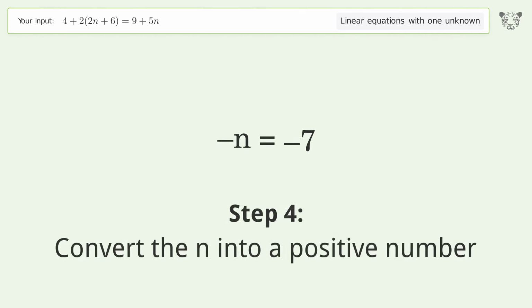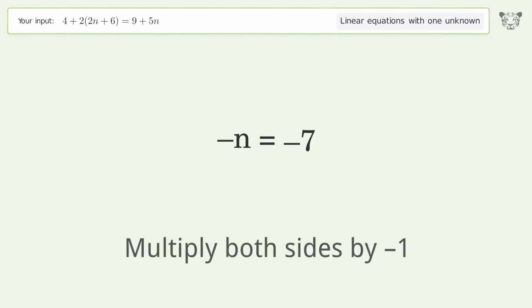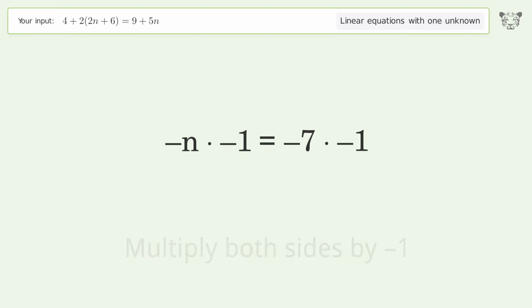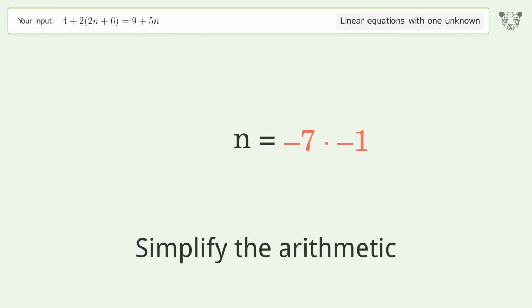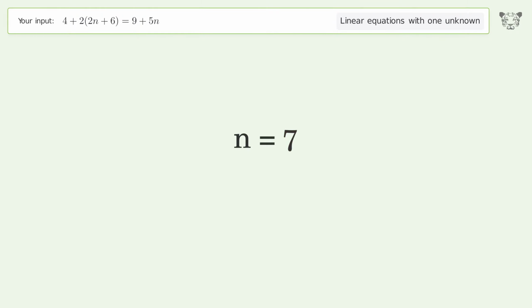Convert the n into a positive number. Multiply both sides by -1. Remove the ones. Simplify the arithmetic. And so the final result is n equals 7.